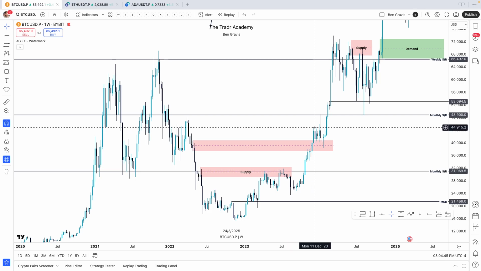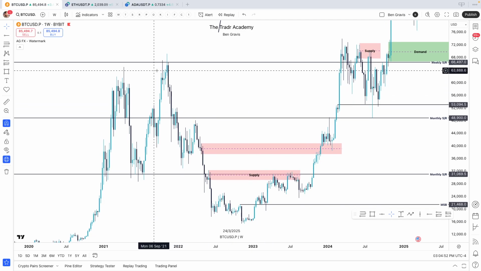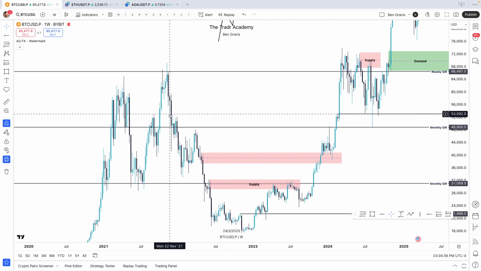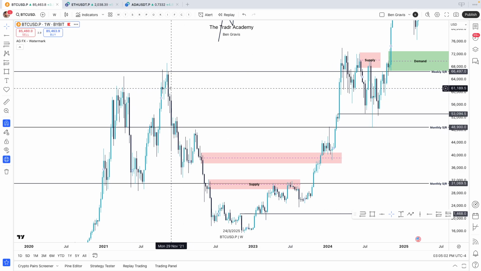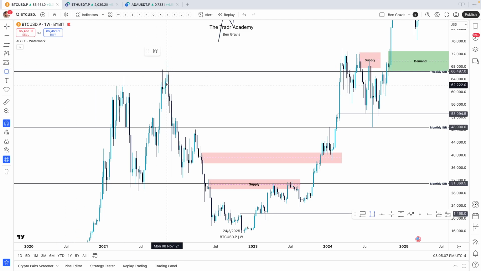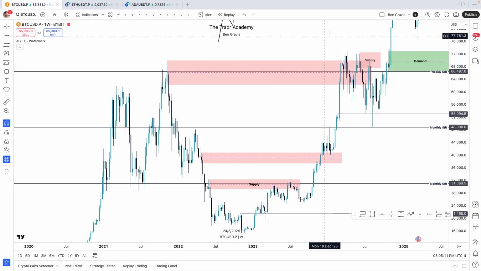And it pushed through, and then it acted as a support. You see the midline? Acted as support and pushed even higher. And why? Because we still have inefficiencies over here. You have the inefficiency over here and over here. And look, if we tap this inefficiency, we have some consolidation. And then eventually, if we tap this one and this one, you have a new supply zone over here. This is supply.